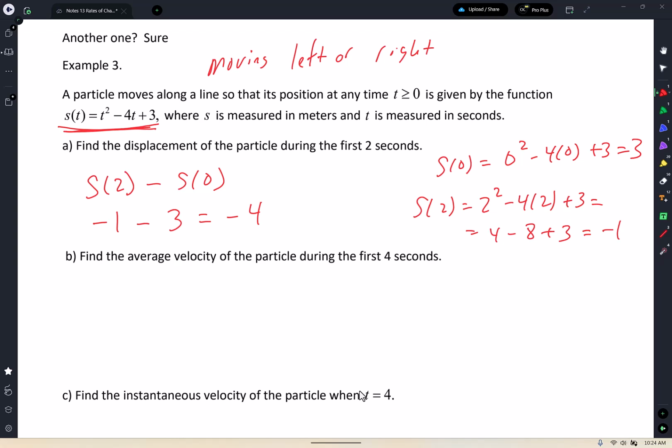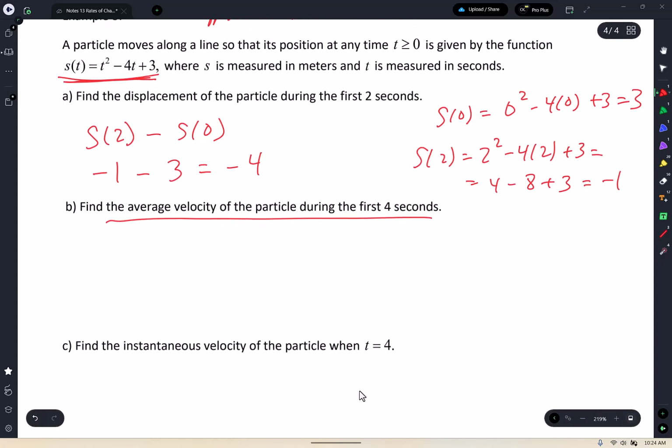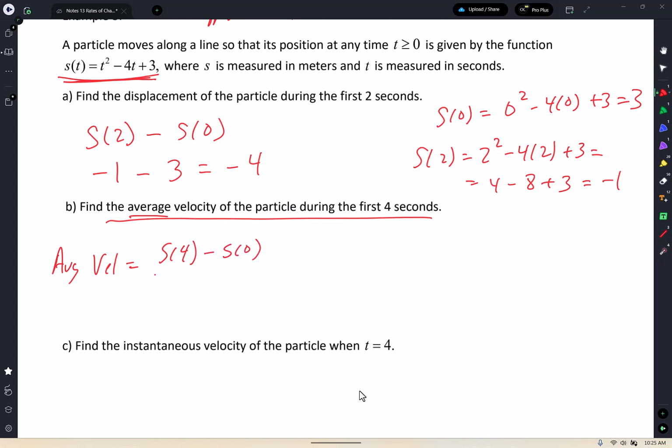Are we okay? Find the average velocity of the particle during the first 4 seconds. Okay, here we go. It says average. Average velocity is going to be equal to S of 4 minus S of 0, my displacement, divided by 4 minus 0, the change in time.